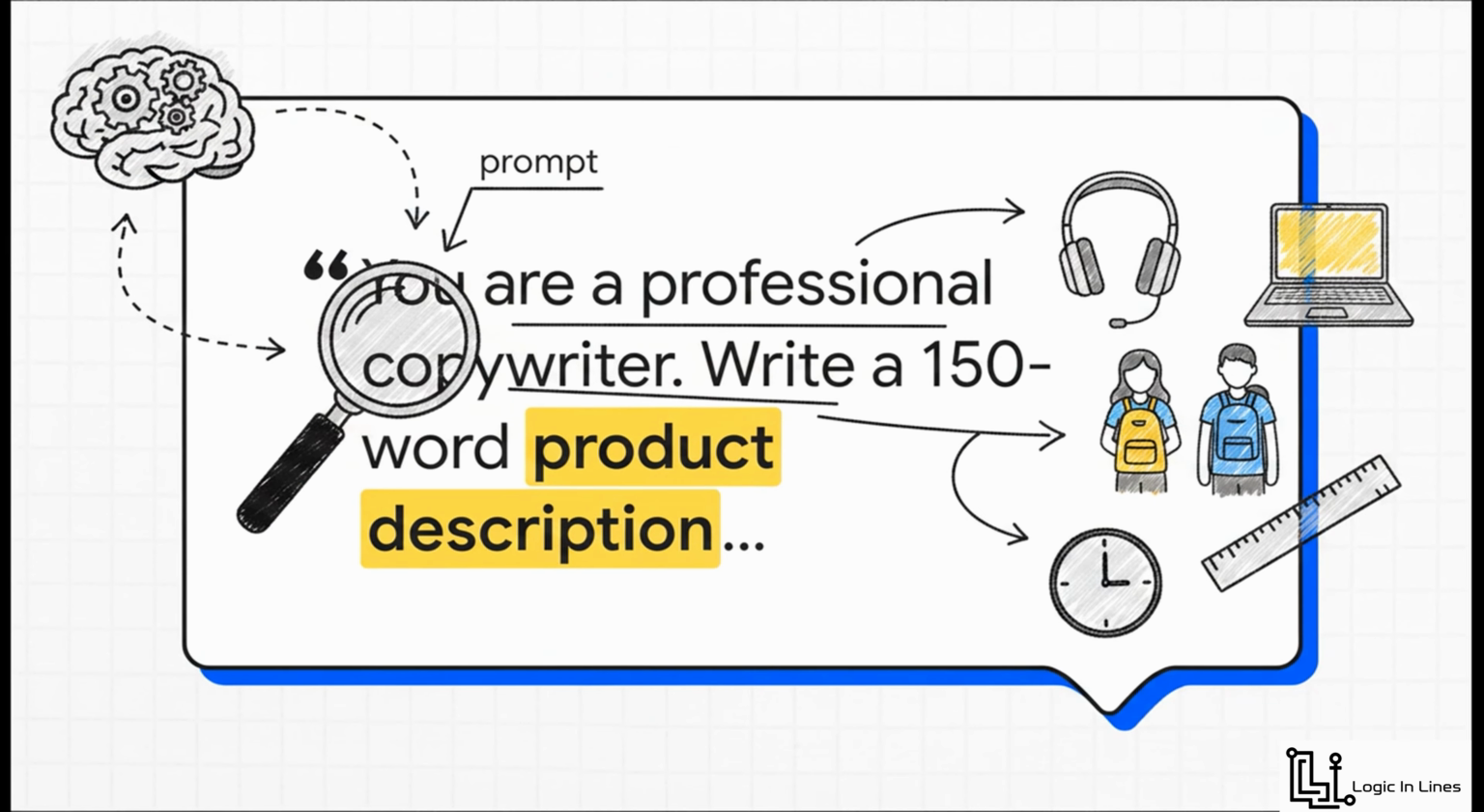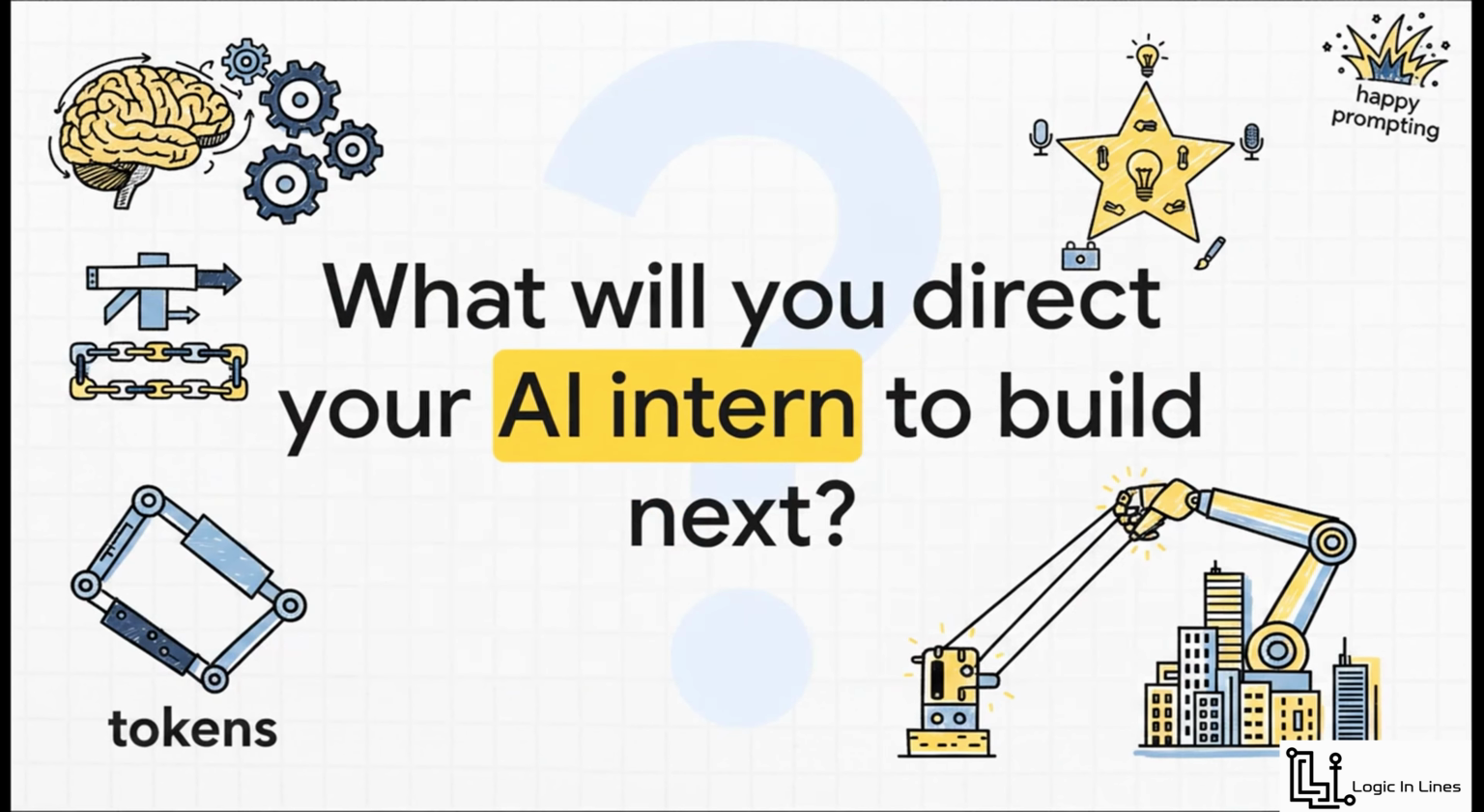Check this out. You are a professional copywriter. Boom, that's the role. Write a product description. There's the task. For wireless headphones targeting college students, that's your context. 150 words. There is a strict constraint. Keep the tone energetic and modern, and that dictates the output format and style. By providing this exact structure, your eager intern knows exactly how to succeed, and the probability engine is locked onto exactly the text you need. No guesswork involved.